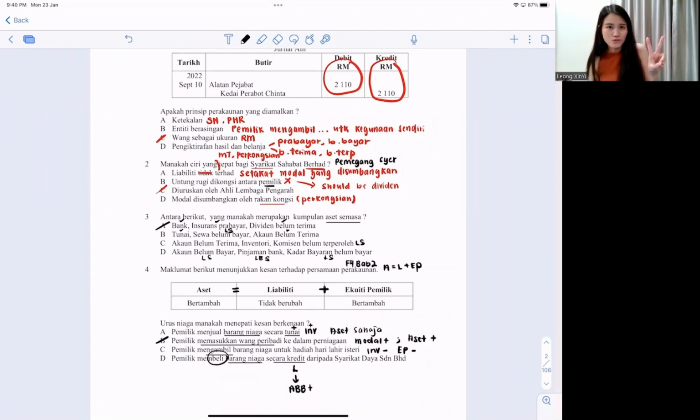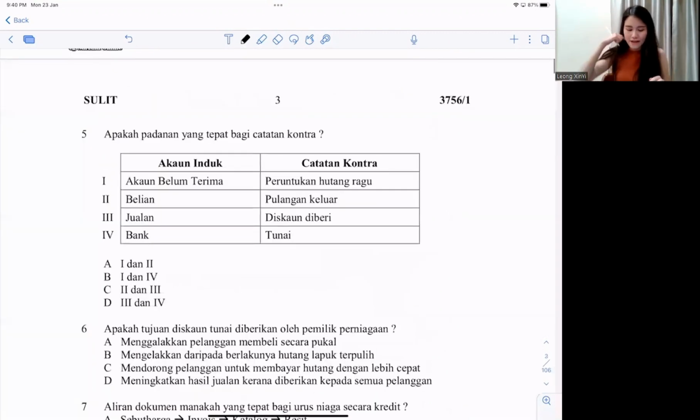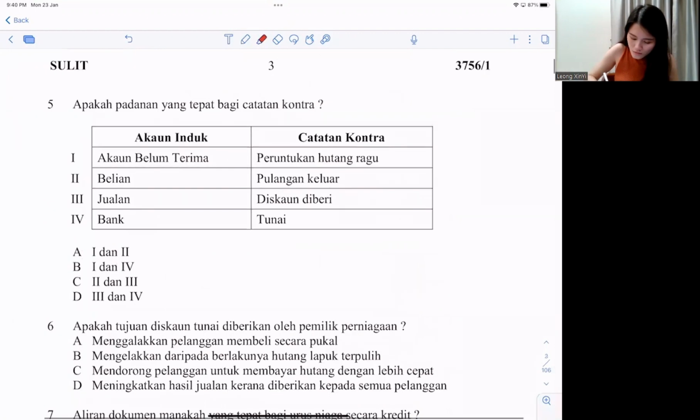1, 2, 3. Let's move on. Okay, now for question 5. Apakah padanan yang tepat bagi catatan kontra? We have quite a few sets of catatan kontra. I will list it out later on if we don't see it over here, okay?